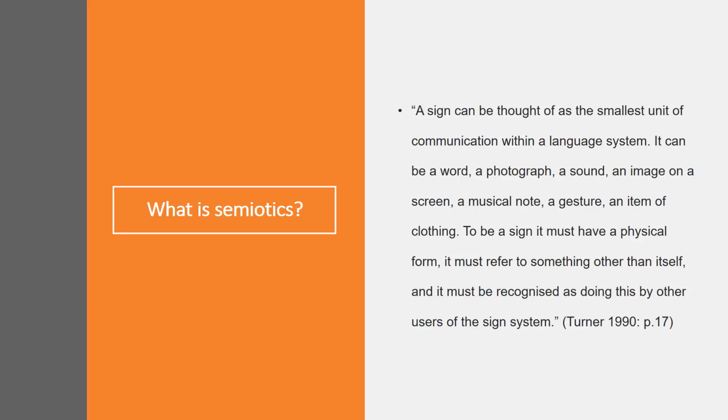So a sign has three characteristics. It has a physical form, it refers to something other than itself, and people, i.e. us, acknowledge that a sign is what it is. So there's a level of convention there.